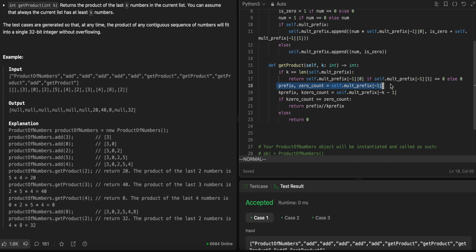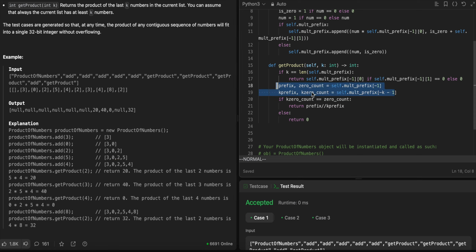Otherwise, I'm going to take the last prefix and the last zero count of that prefix, the whole prefix array. Basically speaking, something like this. And then it wants the multiplication prefix, and then I'm going to take minus k minus 1. Basically meaning, let's say it wants to get the product of 2. So it wants the product of these. The product of these is going to be equal to all of this divided by all of this. And then k is 2, so I basically need to get the prefix of all of this, and then divide them together. So that's what I'm trying to do here.